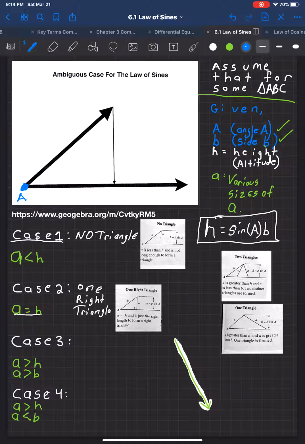So this was angle A, this was side B, this was H, and I'm making this a dotted line because I just don't want you to think that's actually a side of the triangle. All right, so now let's get back to our result, or our inquiry, if you will.